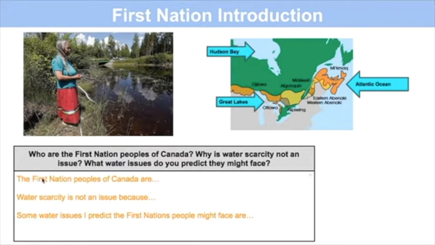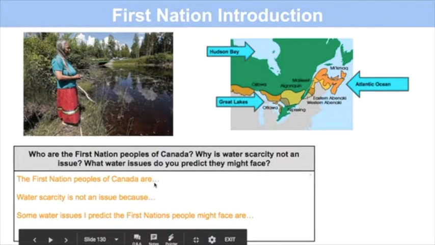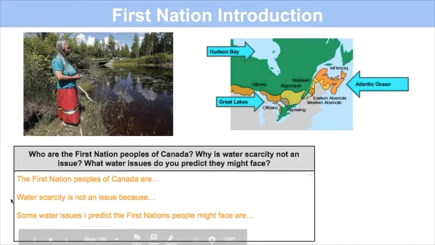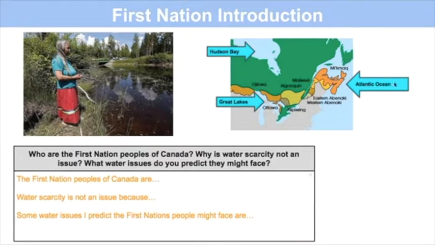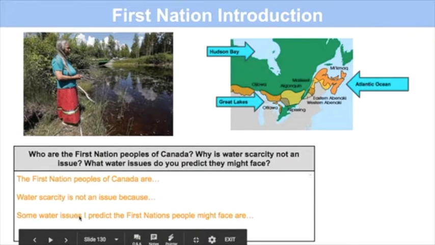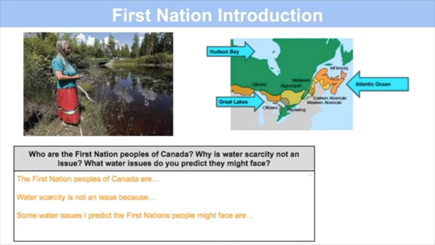Next, you need to write your reflection. The First Nation people of Canada are, you could say, the first people to live in Canada. Water scarcity is not an issue because, you could say, they're surrounded by water. Some water issues I predict the First Nations people might face are, look at the water. What do you predict?